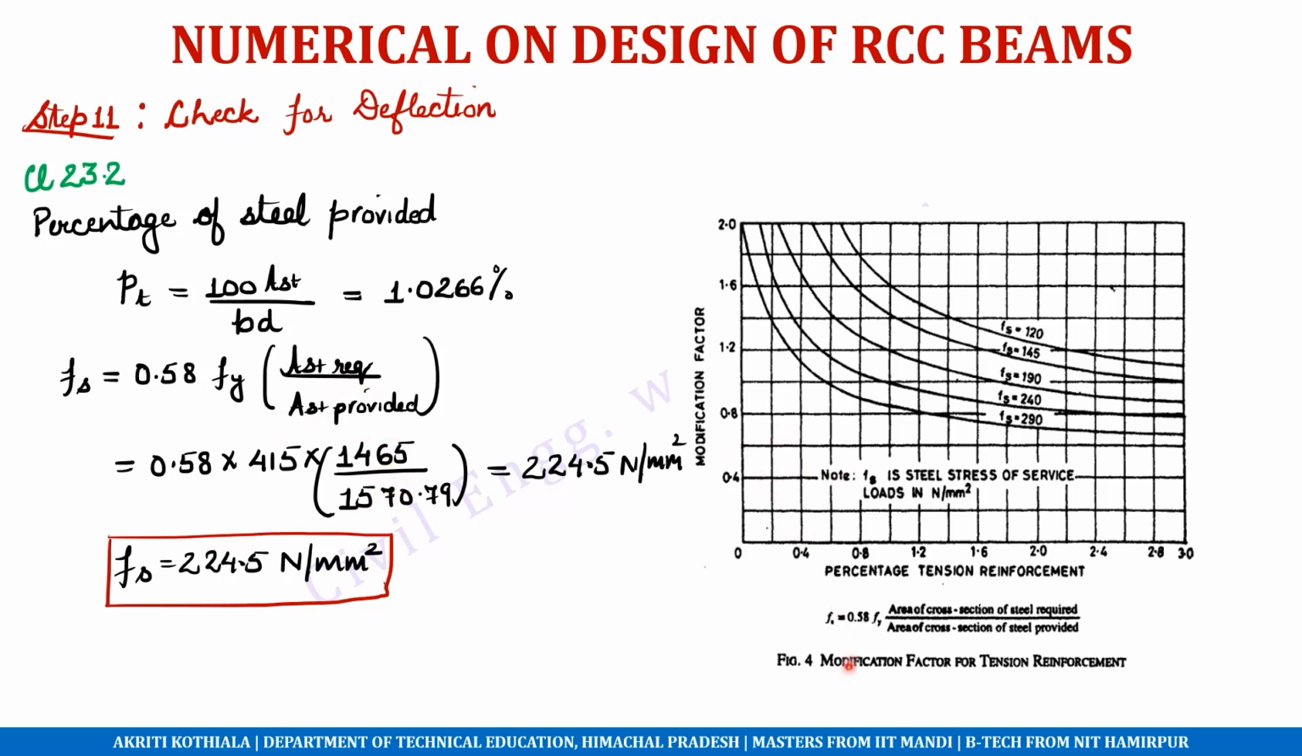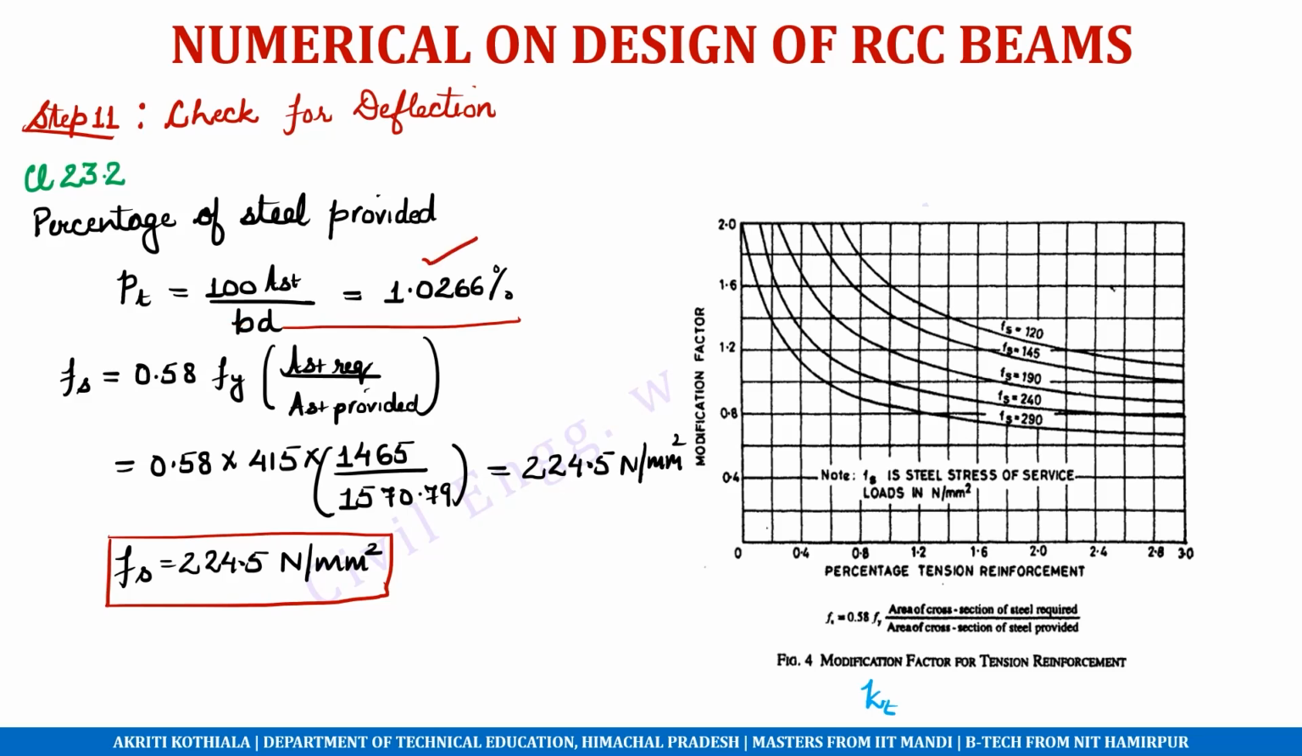What do we have to do now? We have to calculate the modification factor KT. When we are calculating this, consider this figure. This figure gives us the modification factor on the y-axis and the percentage tension reinforcement on the x-axis. In the previous steps, we had calculated the percentage of steel provided using the formula 100 Ast upon bd.